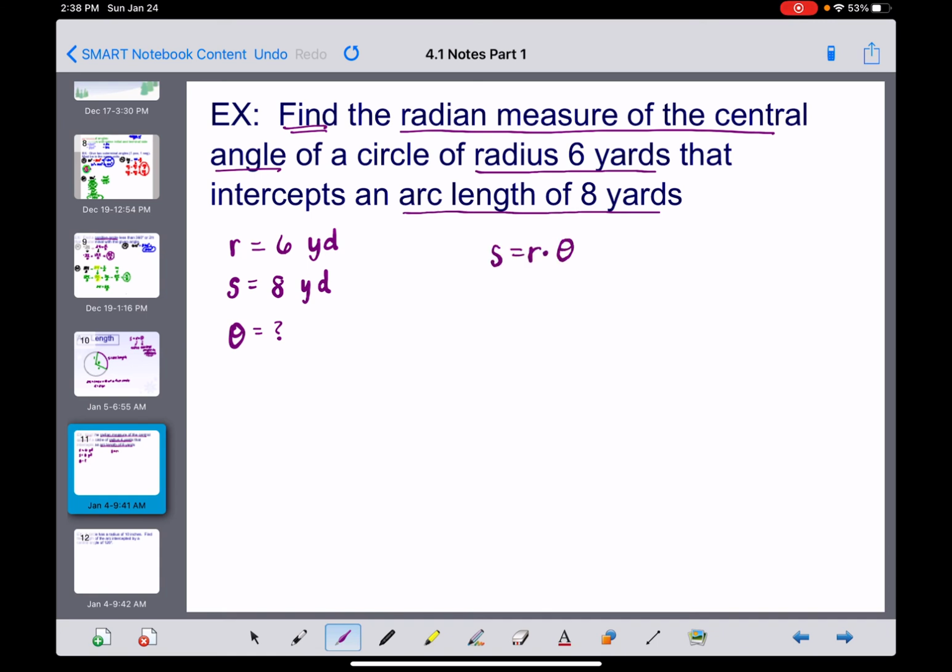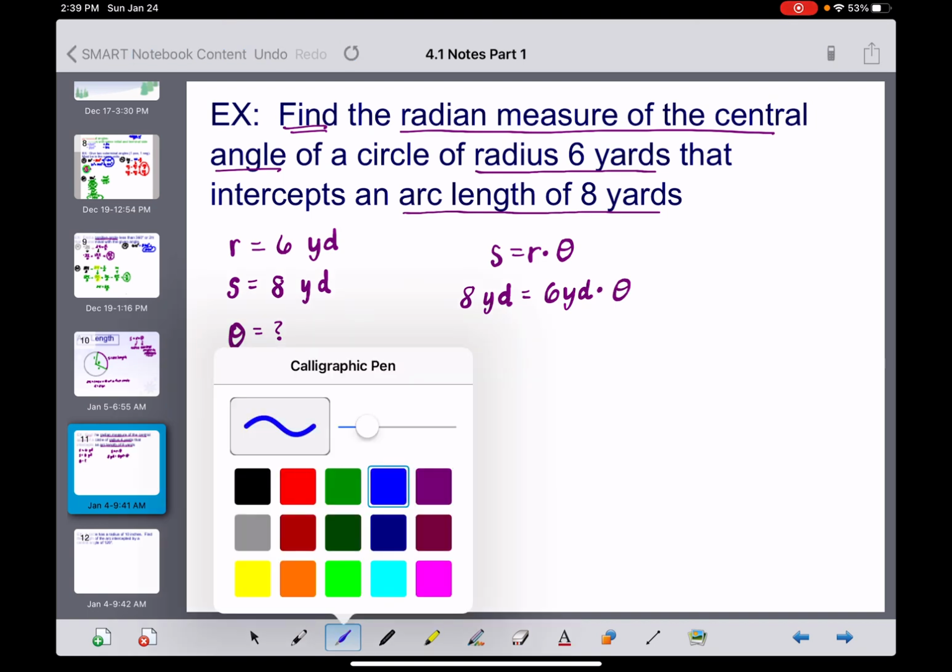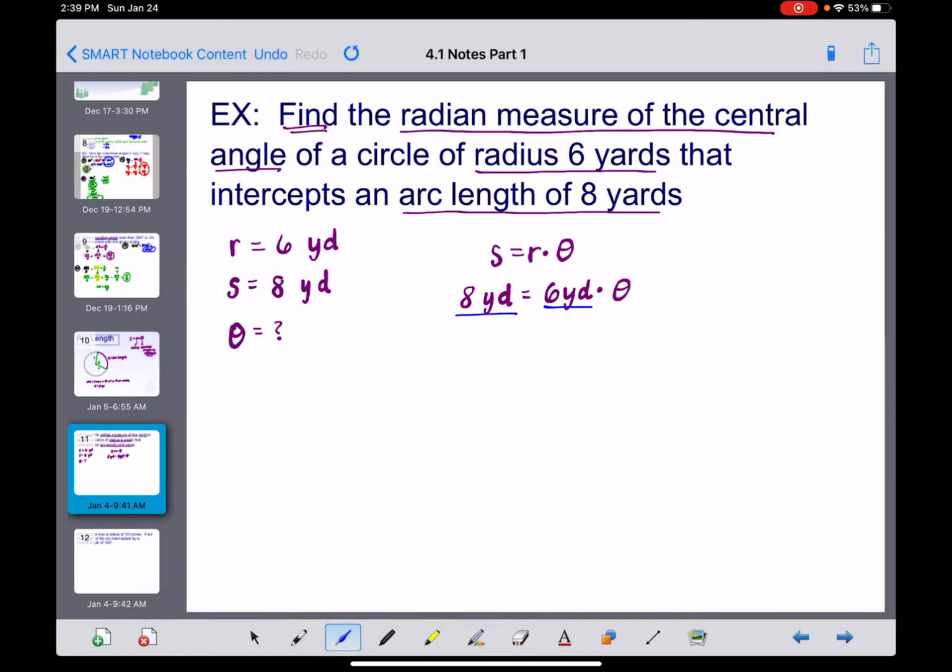S equals r times theta. We're going to sub in what we know with the labels. The labels are going to be important as we start approaching word problems in the next section. So 8 yards equals 6 yards times theta. And here's why the labels are important. To find theta, we're going to divide both sides by 6 yards. The yards are going to cancel on the right, as do the 6's, but on the left the yards also cancel, and we're left with 8 over 6, which is 4 over 3.